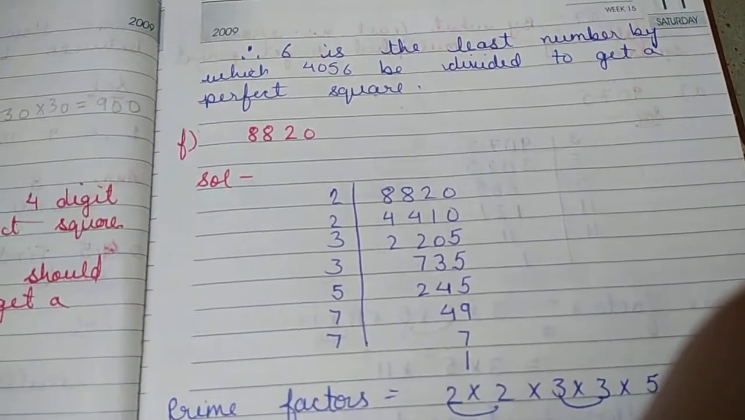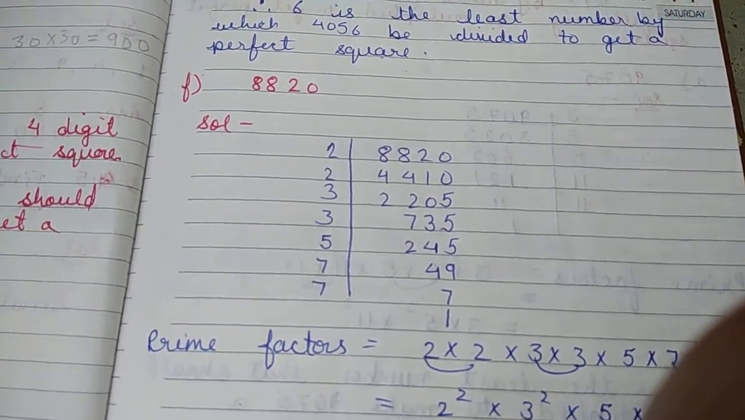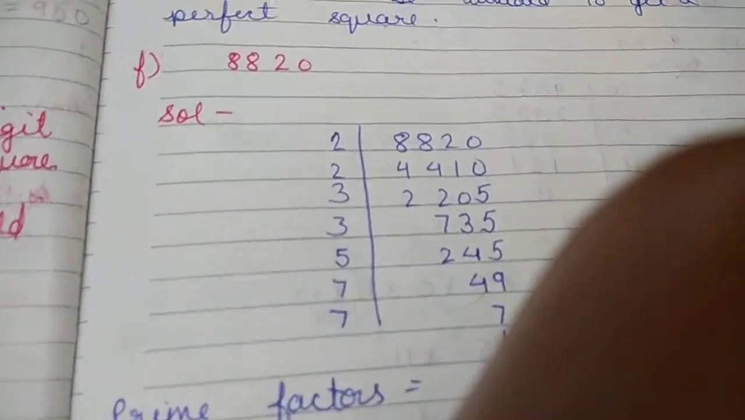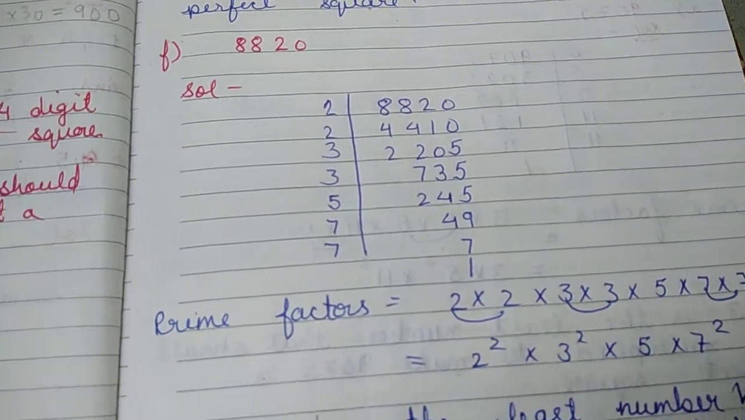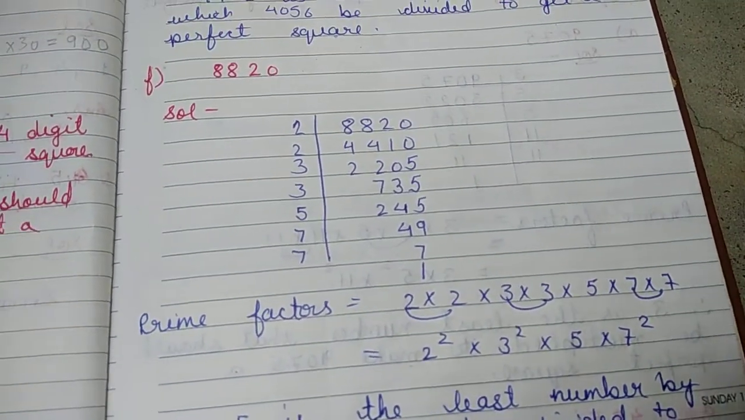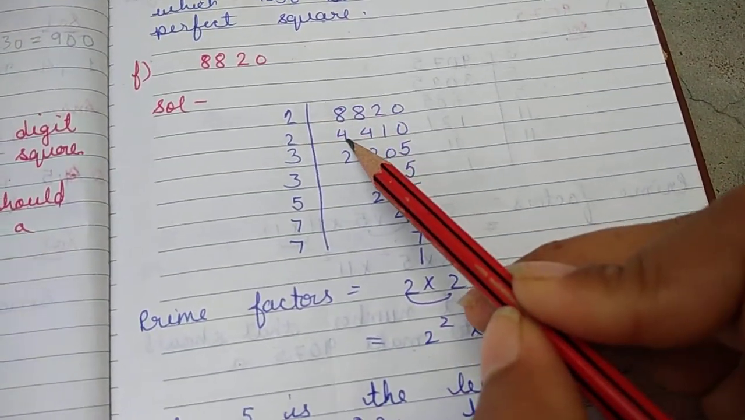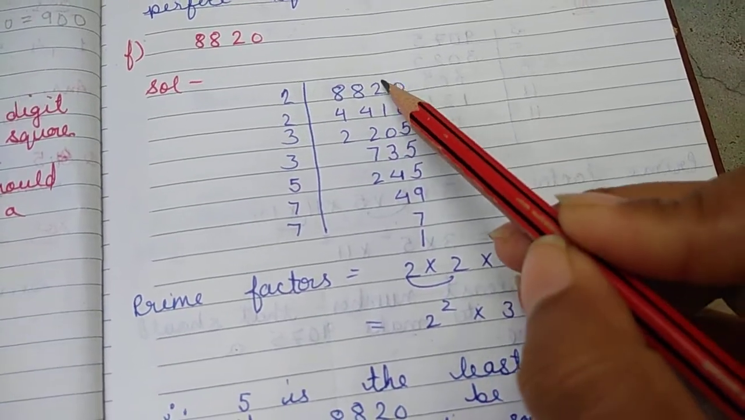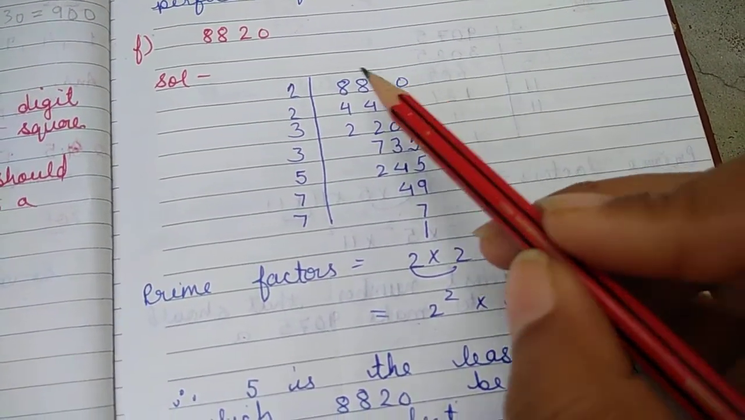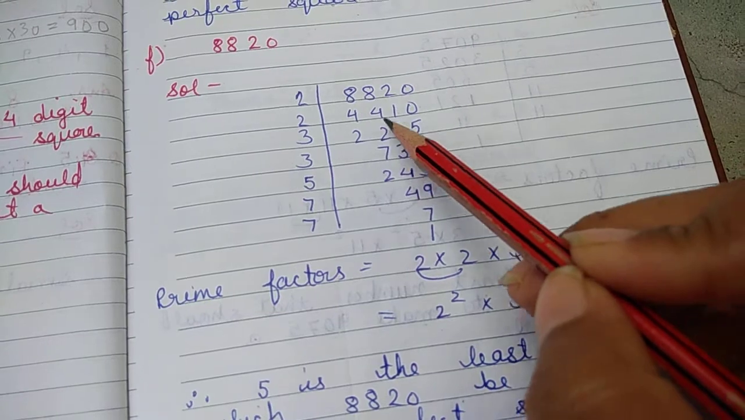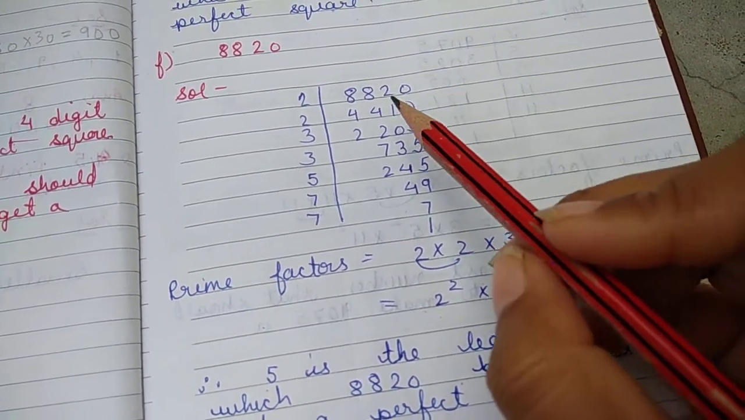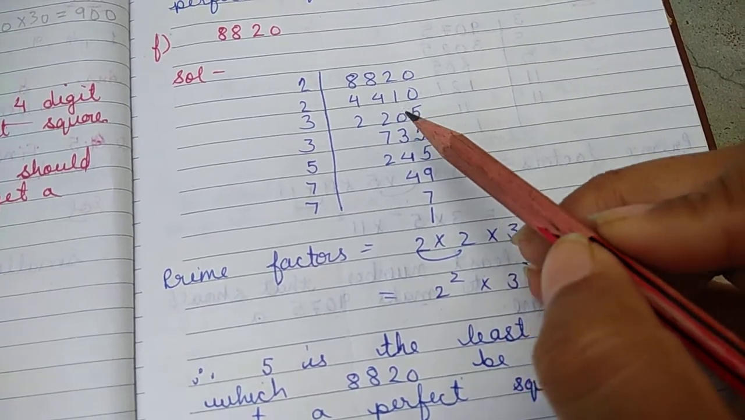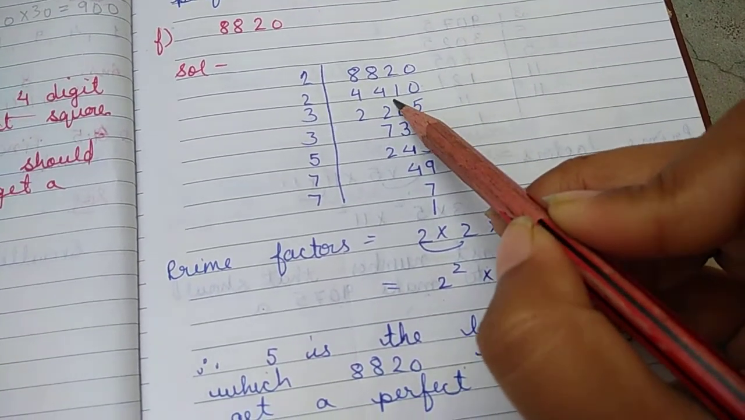Next part of the same question is 8820. Okay, so 8820, first what we'll do, we'll just find out the prime factors. So 2 4s are 8, 2 4s are 8, 2 1s are 2, 2 0s are 0. Then 2 2s are 4, 2 2s are 4, and 1 is not there in the 2 table, so we will take it 0 times, so that will become 10.